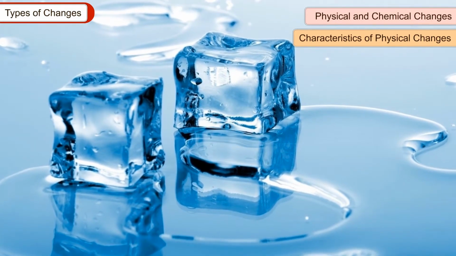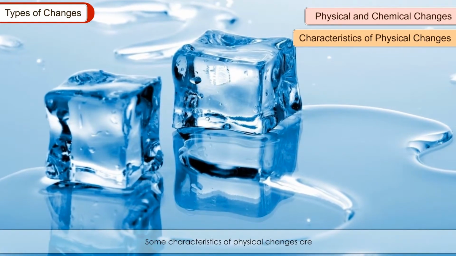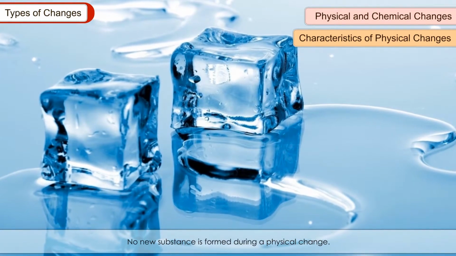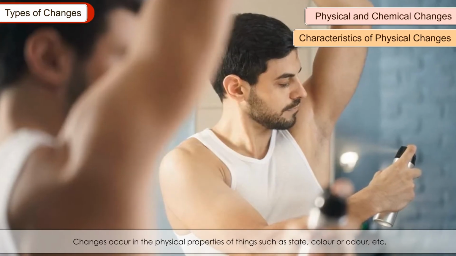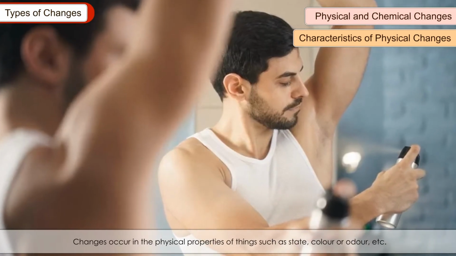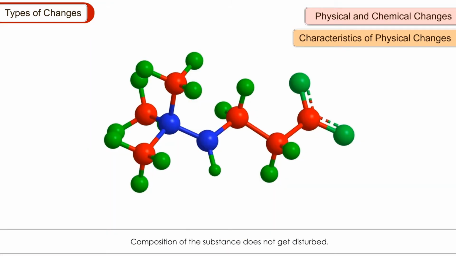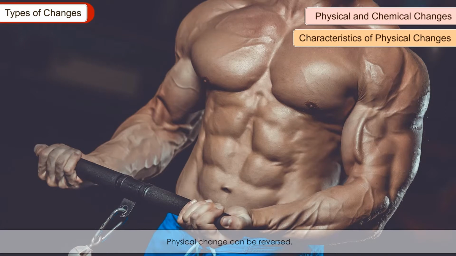Characteristics of physical changes. Some characteristics of physical changes are: no new substance is formed during a physical change. Physical change is temporary in nature. Changes occur in the physical properties of things such as state, color or odor, etc. Composition of the substance does not get disturbed. Physical change can be reversed. Amount of energy absorbed or evolved is less.